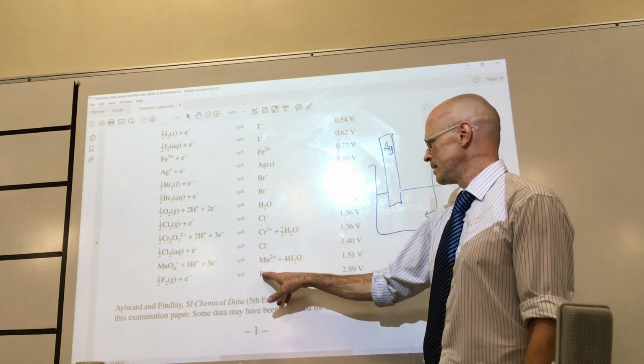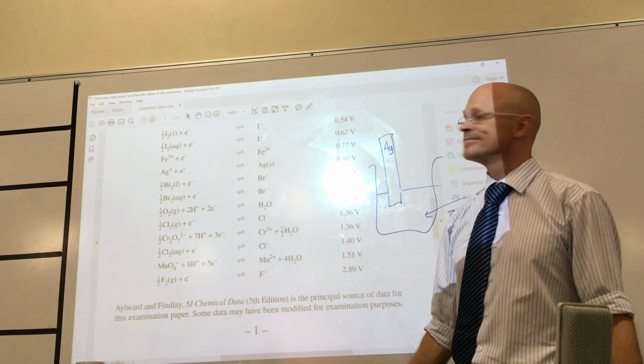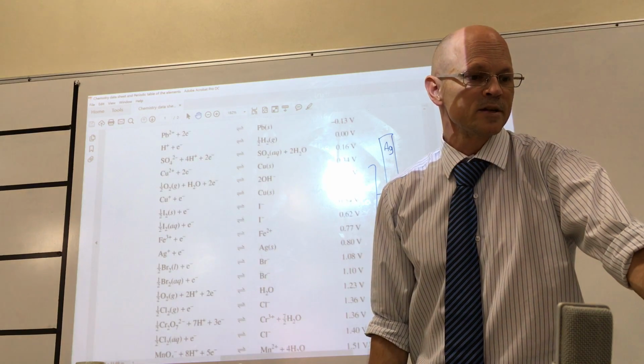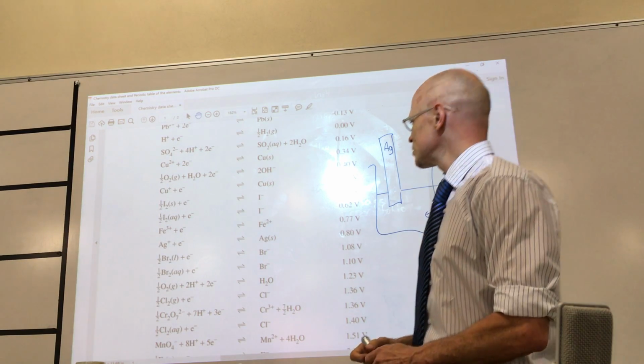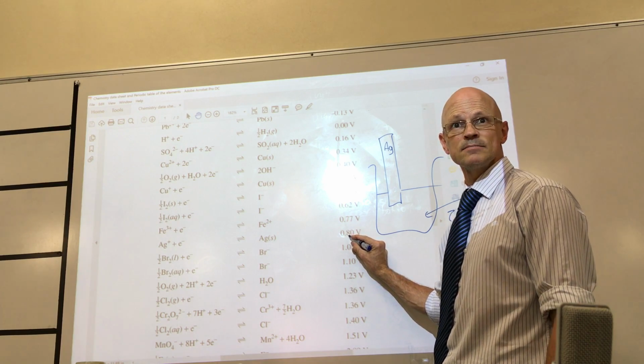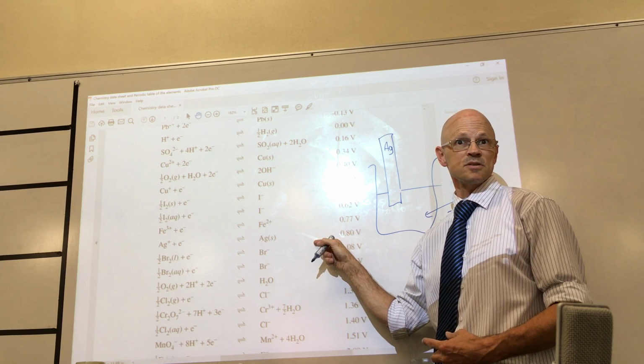That side, just one. It looks like it's making a ratio. So, where is silver? Silver here is 0.8. So that's pretty likely to be reduced.